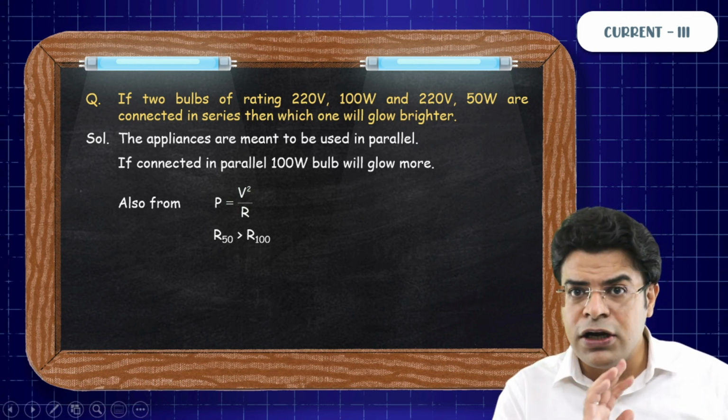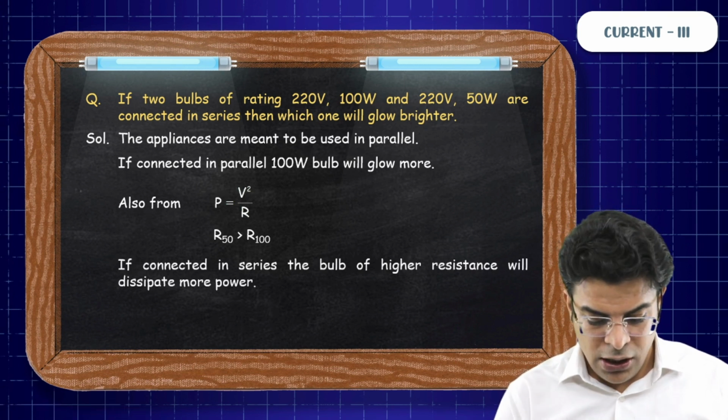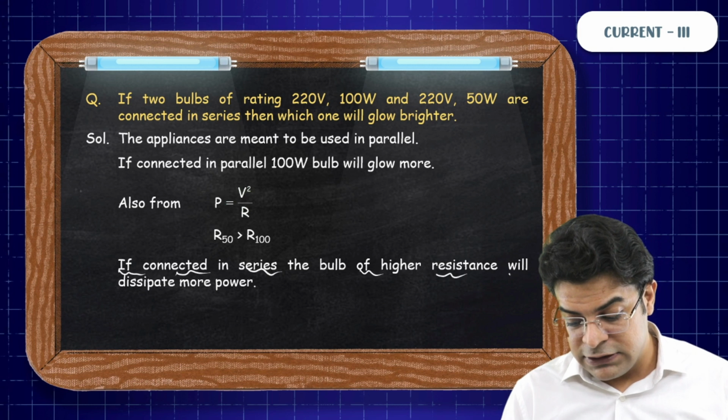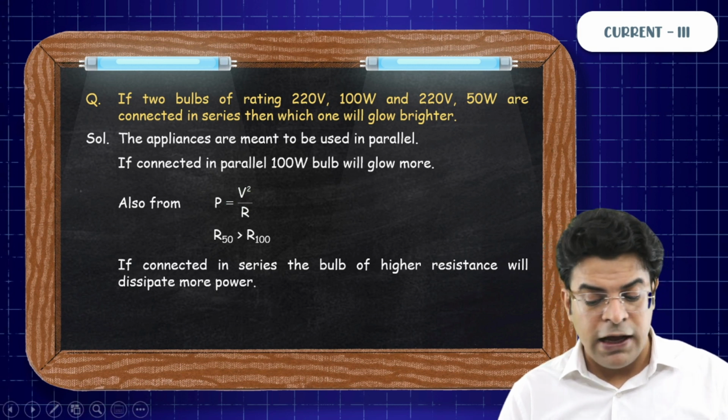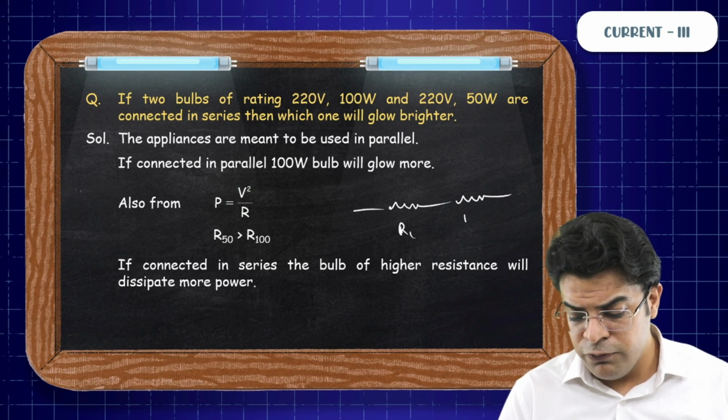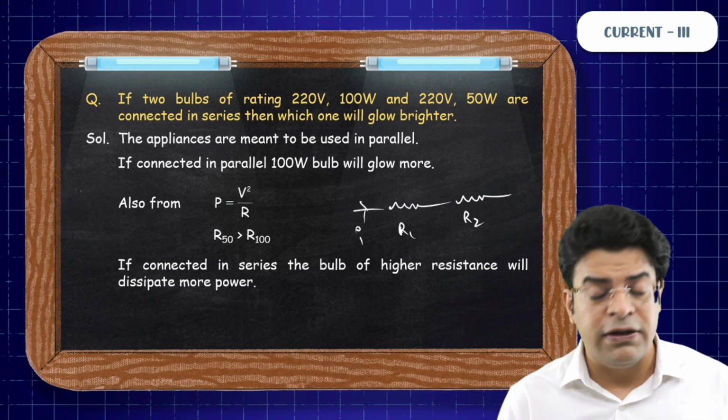Now they are not at all meant to be used in series. But if connected in series, the bulb of higher resistance will dissipate more power. Why? Because once they are connected in series, we know that the current flowing through both of them will be same.